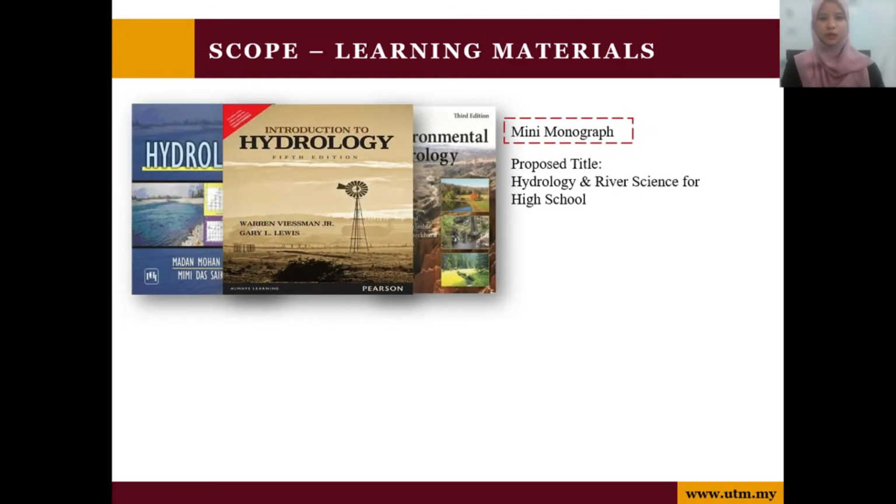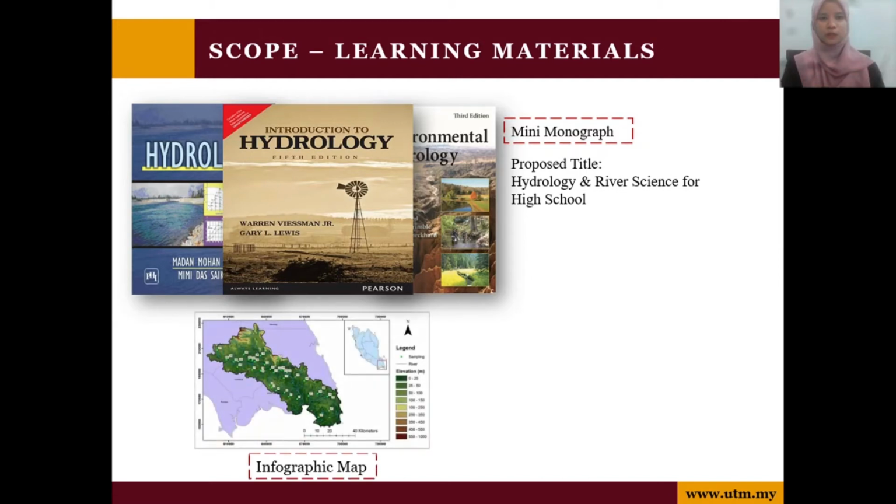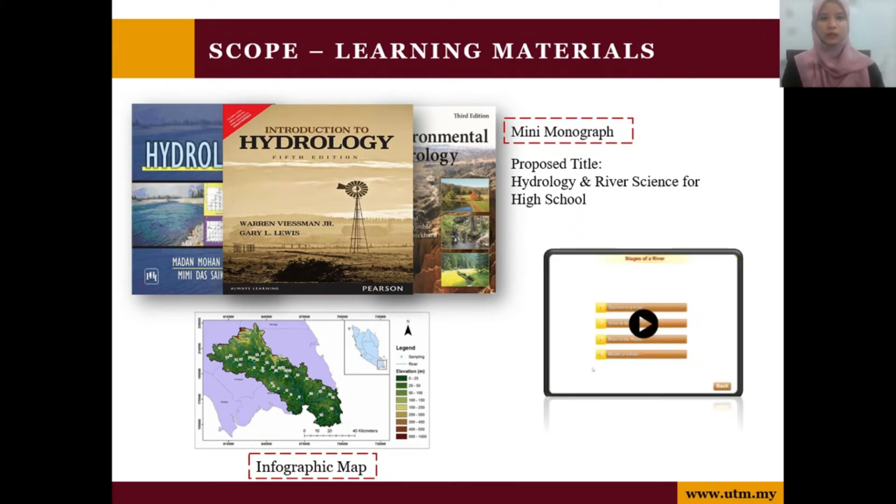Next, the learning material that will be produced in this research study is a mini monograph. This mini monograph's title is Hydrology and River Science for High Schools. Second, the learning material is an infographic map. This infographic map will be included in the mini monograph to display the structure of Sungai Sedeli Besar River. Moreover, there will be a visualization video that represents the Sungai Sedeli Besar River using a bird's-eye view in an art scene.